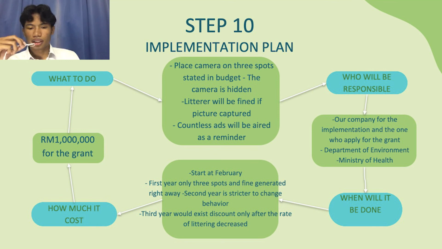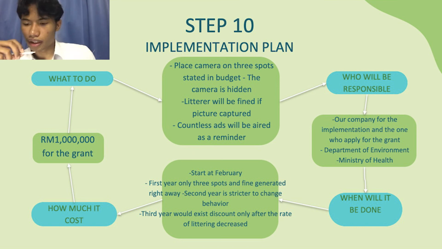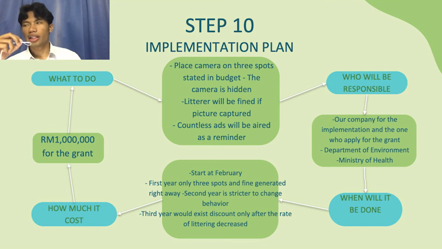And then countless ads will be aired on TV and radio as a reminder, so people will know about the product and the fine that comes with it. So how much will it cost? As stated in the budget, the whole grant will cost around 1 million. But for one camera, including software, it will cost around 50 to 60,000 ringgit.